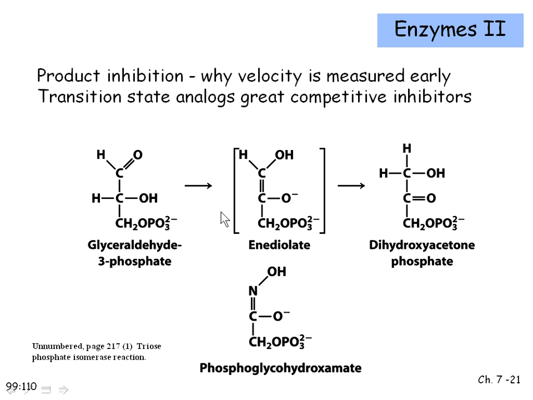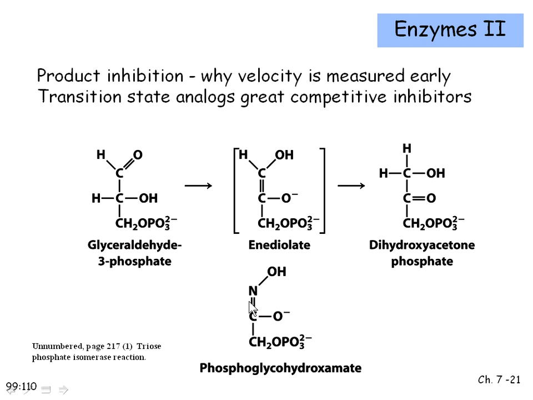And so if you can find a compound that looks a lot like the transition state, you can imagine that would be a particularly good competitive inhibitor. And here is phosphoglycohydroxamate, which I believe actually may be one of the herbicides that's used, but I'm prepared to be corrected on that. But you can see, I think, how this structure looks like this structure.